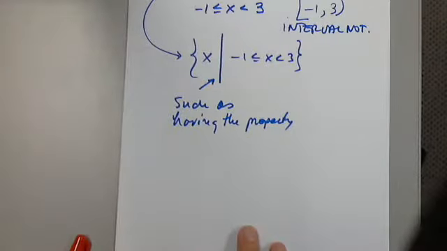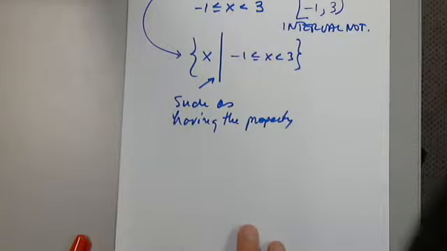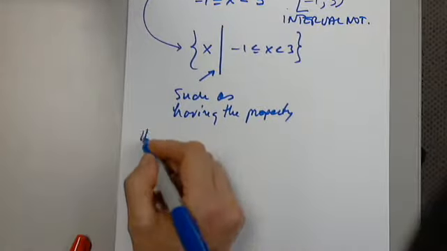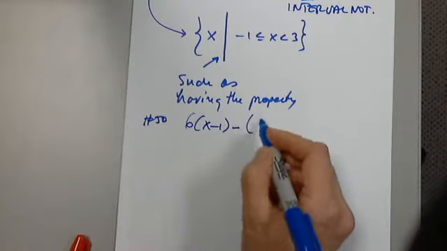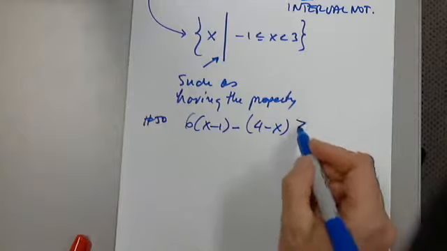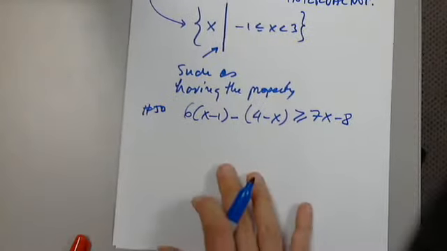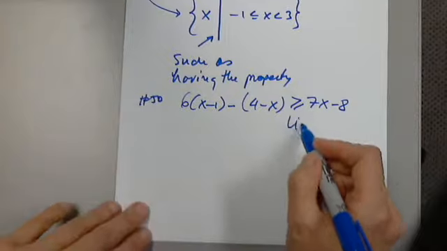So then I would like to look at another linear inequality. One with fractions we did last time, right? The last one was with fractions, the very last one that we looked at. Okay, so this time let's look at one without fractions. Let's say 50. 6 times x minus 1, minus 4 minus x, greater than or equal to 7x minus 8. This is a linear inequality.